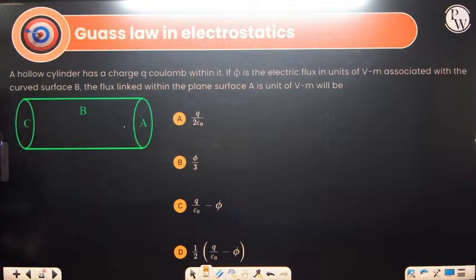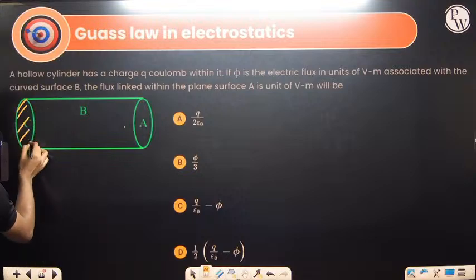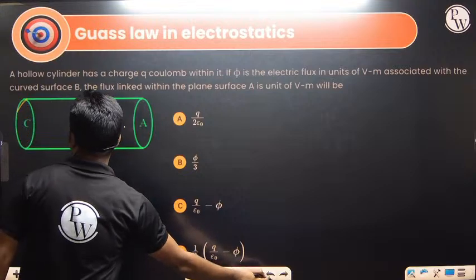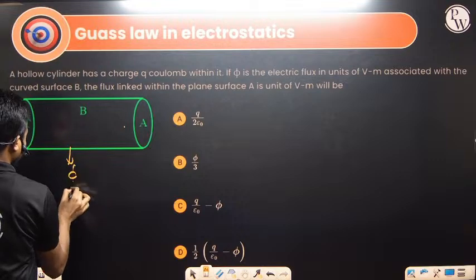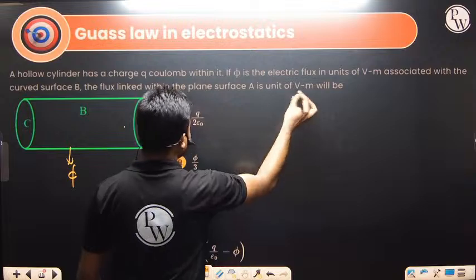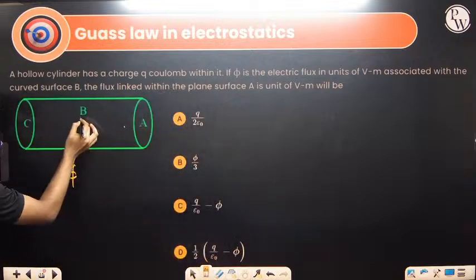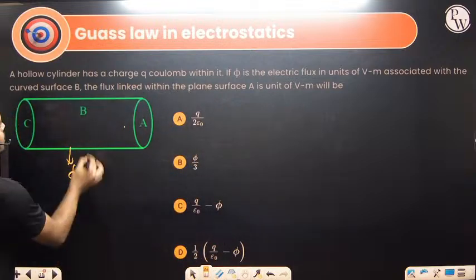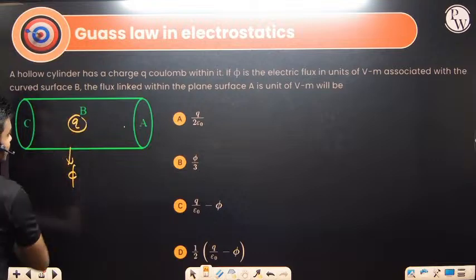A hollow cylinder has a charge q coulomb within it. If phi is the electric flux in units of volt-meter through the curved surface, so this curved surface they are asking about. The flux through the plane surface A is in units of volt-meter. So there is one charge that is kept over here, with charge q coulomb within it.